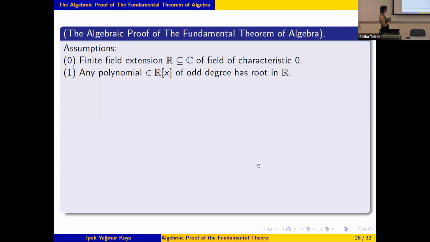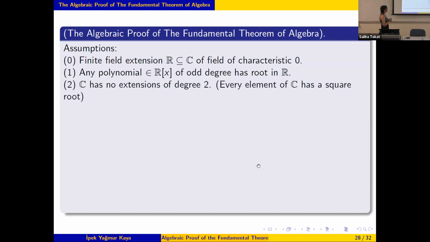The first assumption is that any polynomial over the reals of odd degree has a root in the reals. And two, C has no extension of degree 2. Equivalently, every element of C has a square root, because we are working in characteristic zero. And now we're just going to use these two assumptions, 1 and 2.